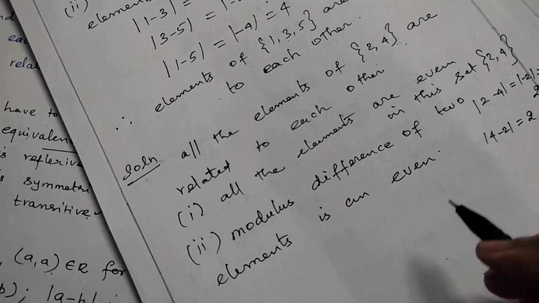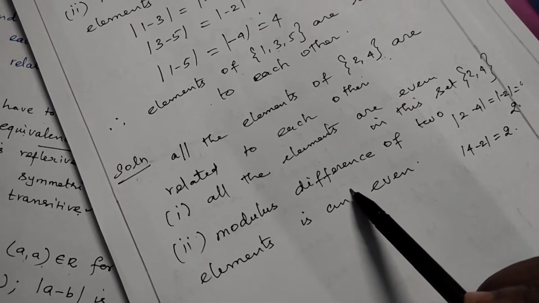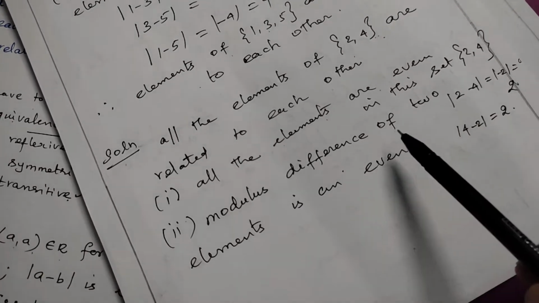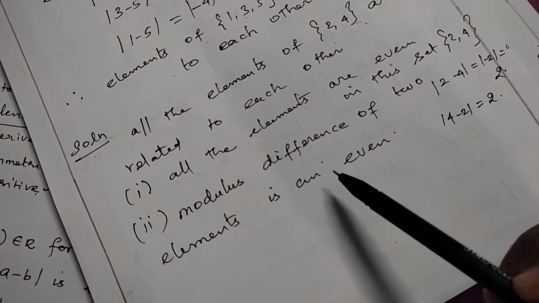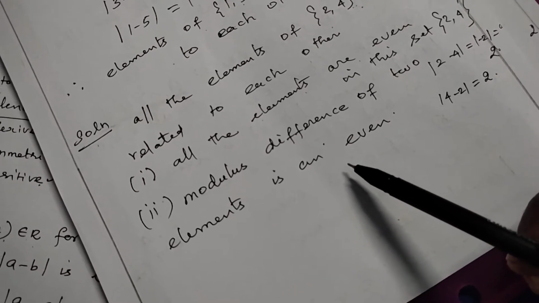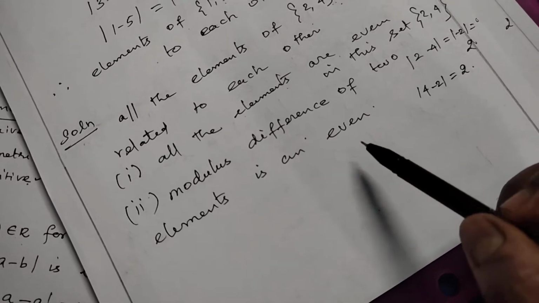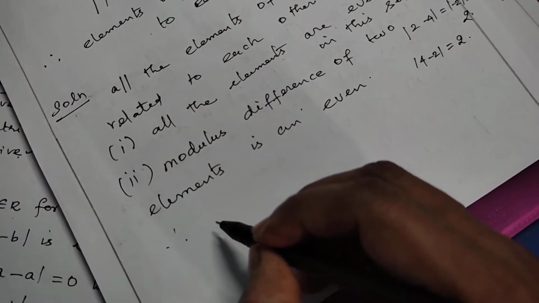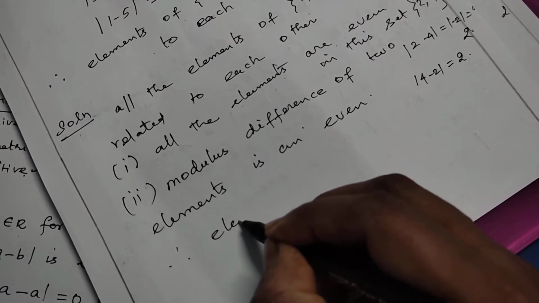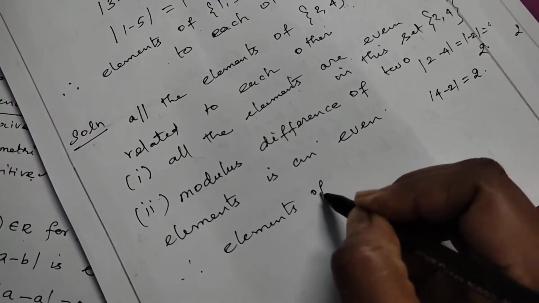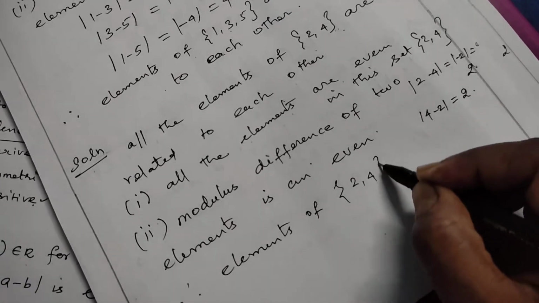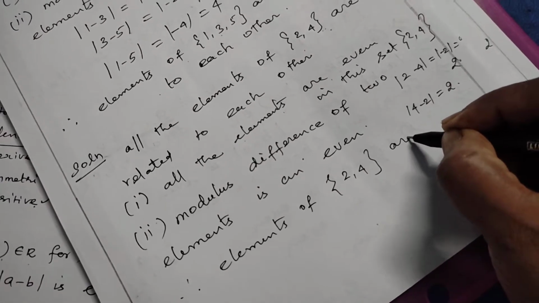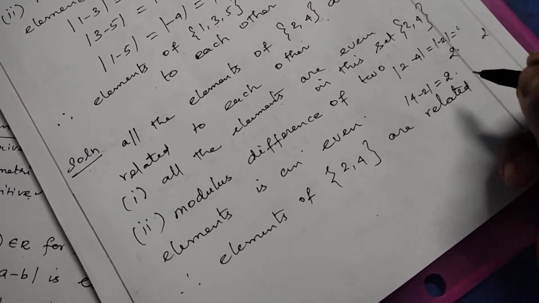So we observe these two conditions from this set. First one is all the elements are even. Next one is modulus difference of two elements is an even number. Therefore we have the conclusion like this: the elements of the set 2, 4 are related to each other.